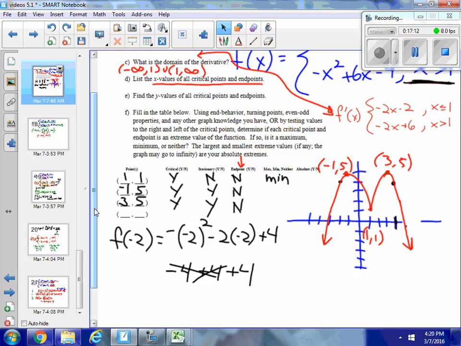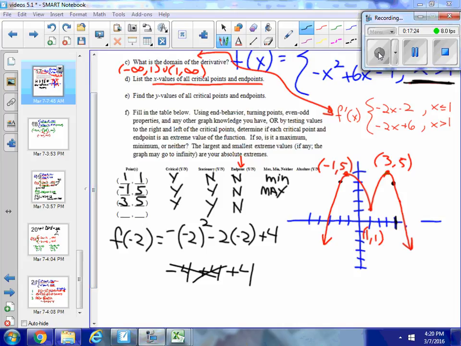So I can see that my point (-1, 5) is a maximum. And as the highest point on the graph, it is also an absolute maximum. And I can see my point (3, 5) is a maximum. And as the highest point on the graph, equivalent with that, that's also an absolute maximum.